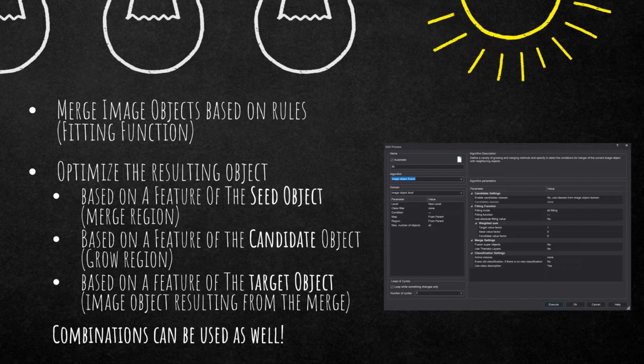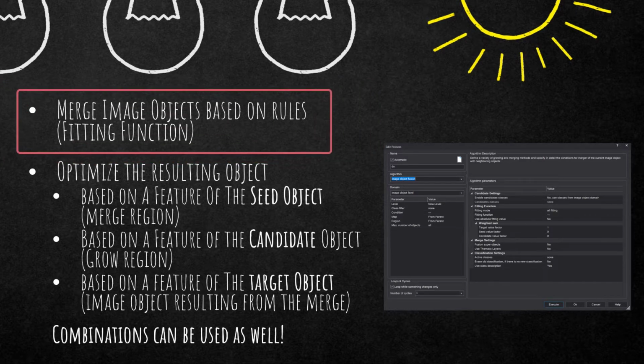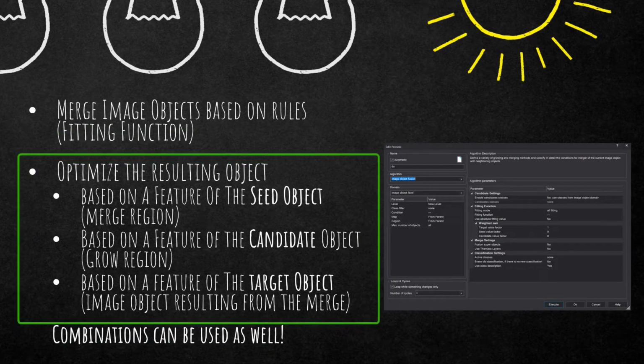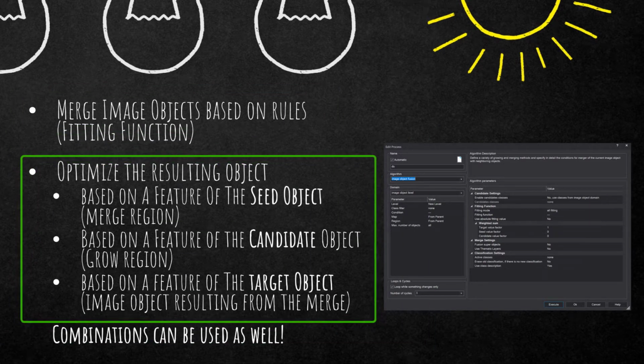So what does it do? It merges image objects based on rules, a so-called fitting function. So you can define rules when you allow to merge an object or to grow. And you can optimize the resulting objects based on the seed object, which would be more or less a merge region, or the candidate object, which would be a grow region. So we have algorithms for those two, merge region and grow region.